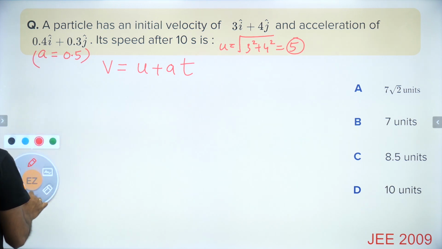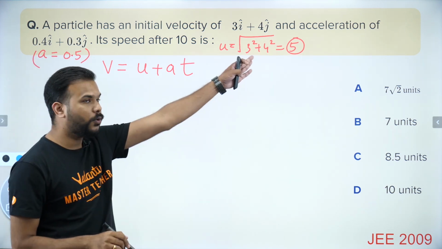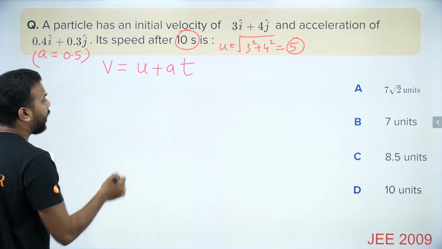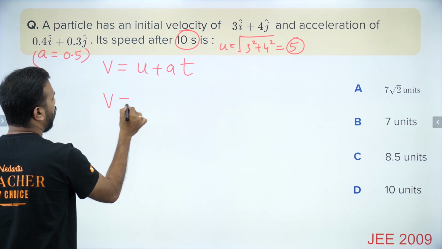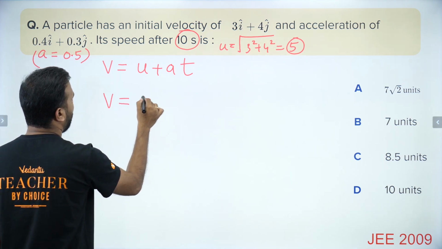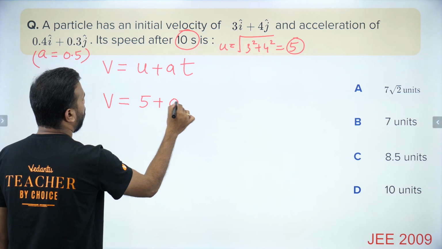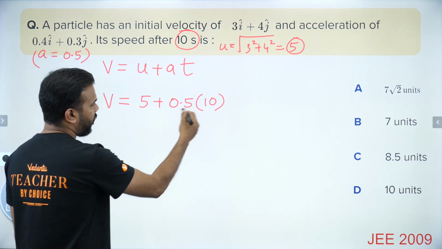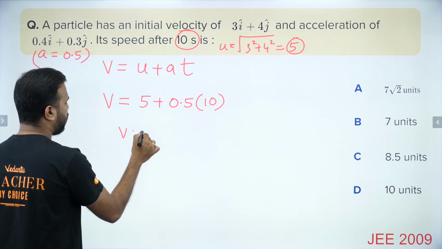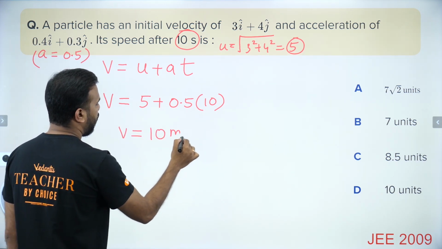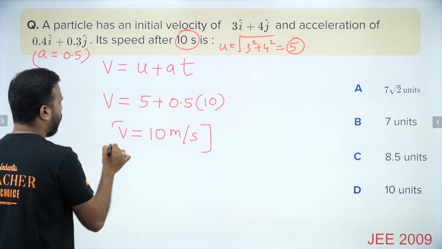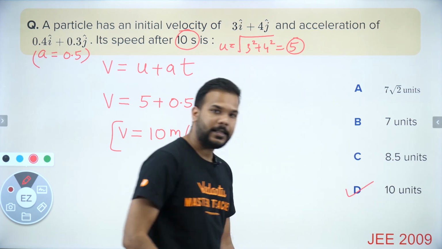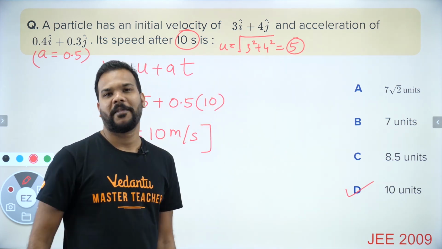Awesome. Yes or no? Now what? We have u, we have a, and we have t also. Only thing left is to calculate v, which means what? If I put the value of u as 5, a as 0.5 and time as 10, then what do I get? 0.5 into 10 is 5, 5 plus 5, the final velocity very easily comes out to be 10 meters per second. Wow, we got the answer. I'm so happy. Got the answer as option D. That's where we made the mistake.